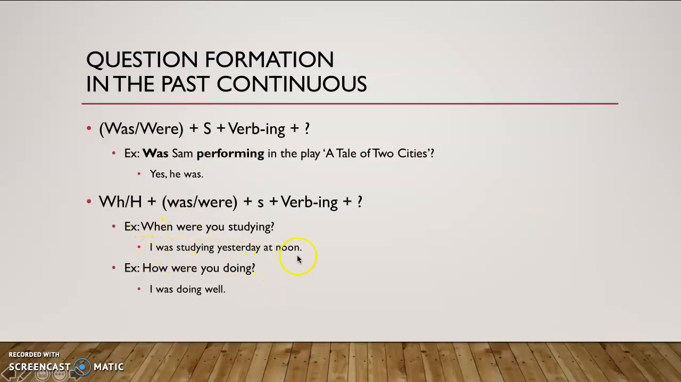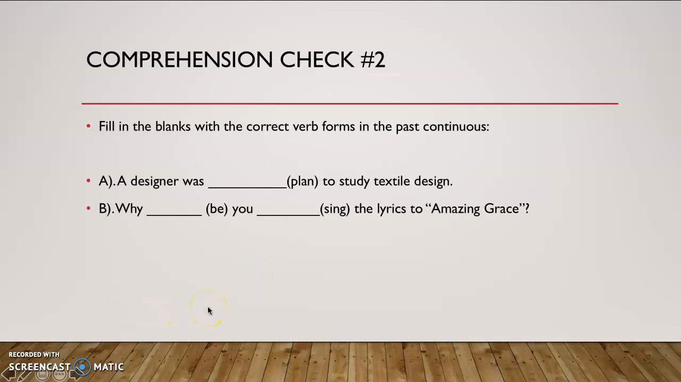I was studying yesterday at noon. Or, how were you doing? I was doing well. Comprehension check number 2, fill in the blanks with the correct verb forms in the past continuous. Pause the video, take a minute, and we'll be right back.